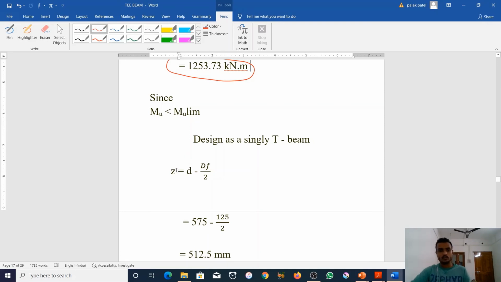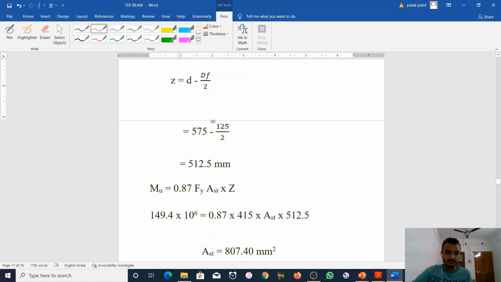Okay, so we start here from z is equal to D minus Df by 2. D is 575 minus 125 divided by 2. So z is equal to 512.5 mm.